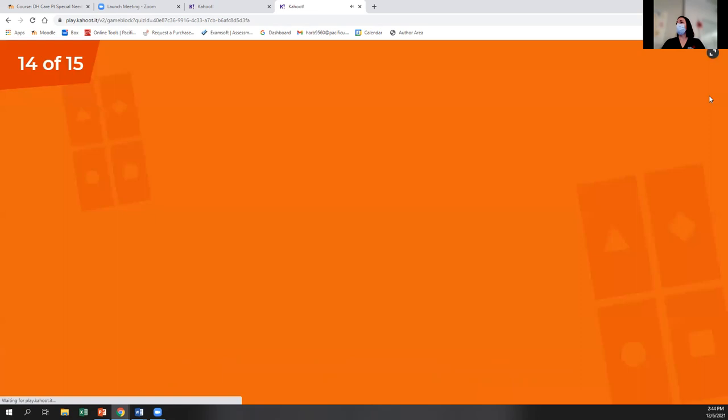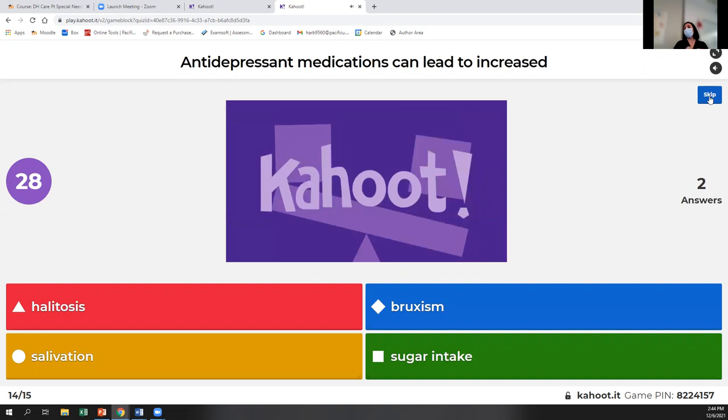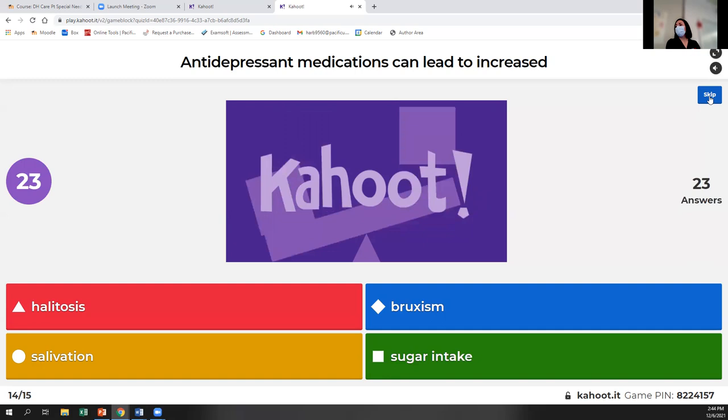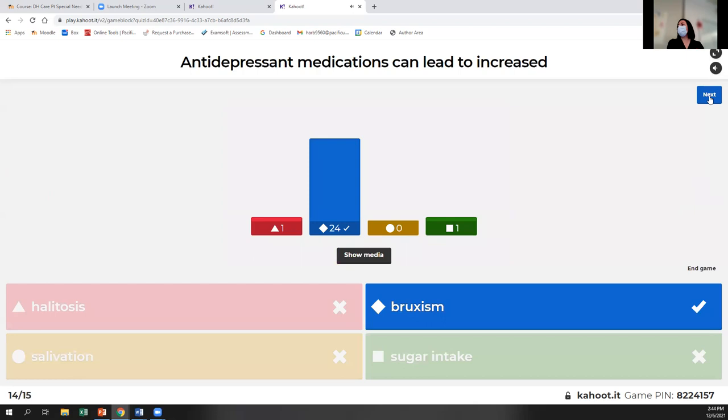Antidepressant medications can lead to increased halitosis, salivation, bruxism, sugar intake. Bruxism, good job.